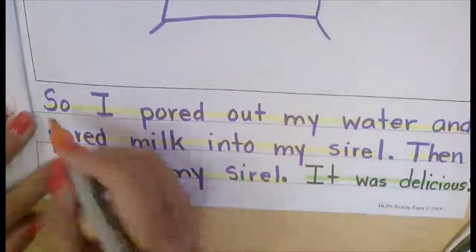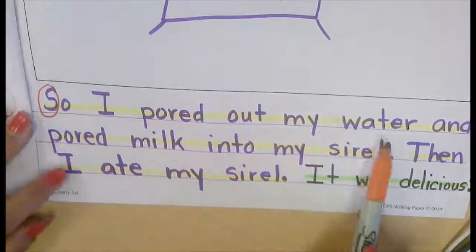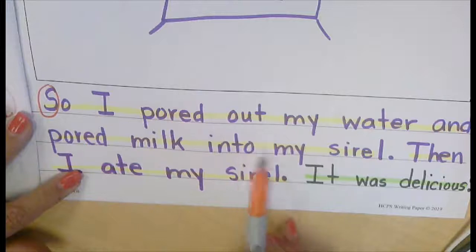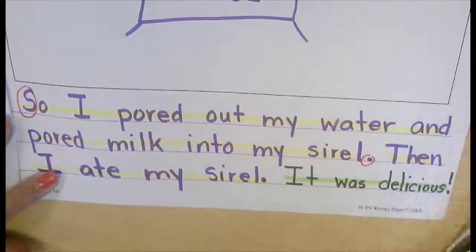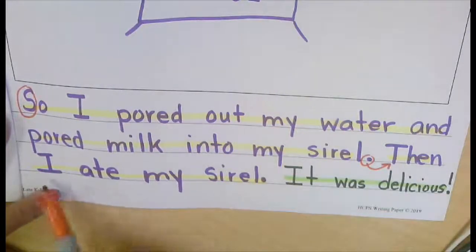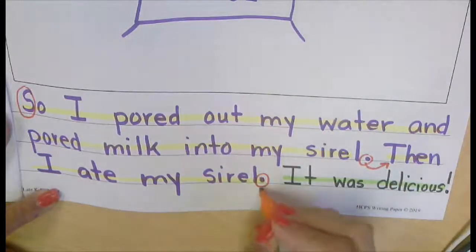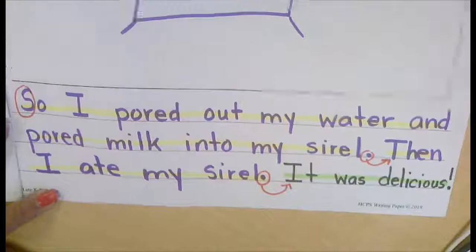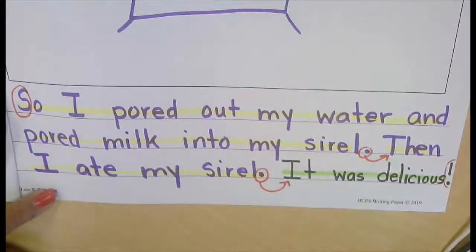Okay, my new sentence starts with a capital letter. I'm going to circle it. So I poured out my water and poured milk into my cereal. That's the end of my thought. I put a period. I started it with a capital letter. Then I ate my cereal. That's the end of my thought. I put a period. I started my next one with a capital letter. It was delicious. And I ended it with an excitement mark.